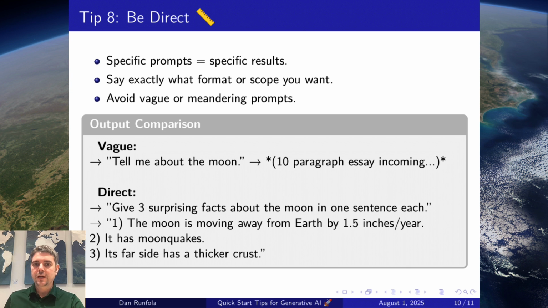Tip 8. Be direct. Don't be vague. Be specific. Instead of "tell me about the moon," try "give me 3 surprising facts about the moon in 1 sentence each." Clarity in, clarity out.